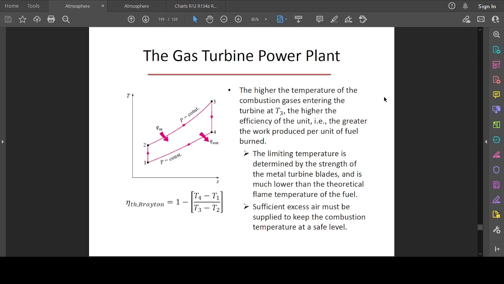So, the gas turbine power plant. We know that the higher the temperature of the combustion gases entering the turbine at T3, the higher the efficiency of the unit. That is, the greater the work produced per unit of the fuel burned. The limiting temperature is determined by the strength of the metal turbine blades, and is much lower than the theoretical flame temperature of the fuel. So sufficient excess air must be supplied to keep the combustion temperature at a safe level.